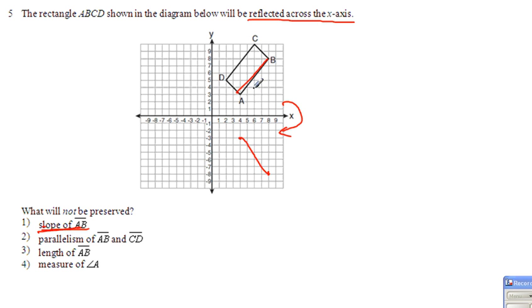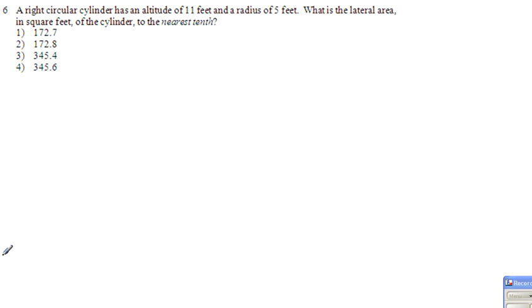As you can see, if this one is a positive slope, it will in fact end up being a negative slope. So slopes will not be the same. That means the slope of line AB will not be preserved, while the other things will be. Therefore, all right, number 6, a right circular cylinder. Now then, let's try to get a cylinder here.